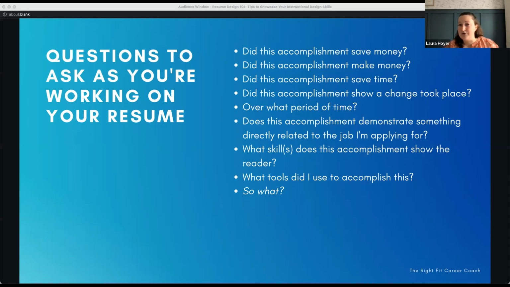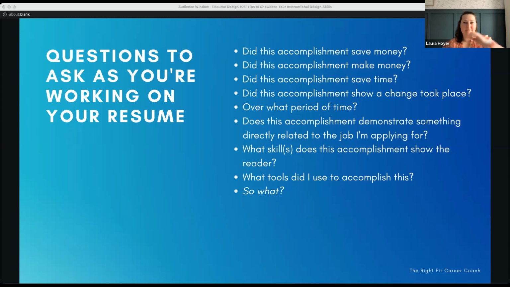And then what tools did you use to accomplish it? And always ask yourself, so what? So why am I including it? Why does the reader care? And this isn't to be mean. I'm not saying this to attack you or anything, but just keep in mind that if somebody is spending their time reading this, you want to make sure that every single thing that they read makes them want to call you.